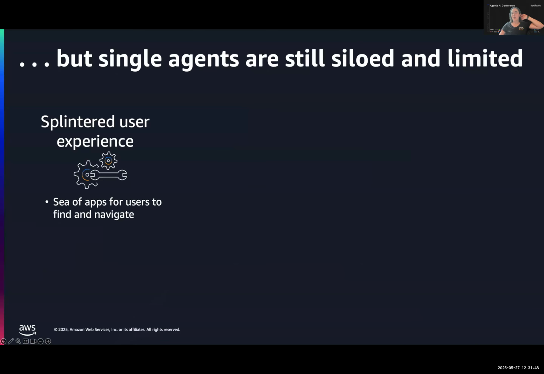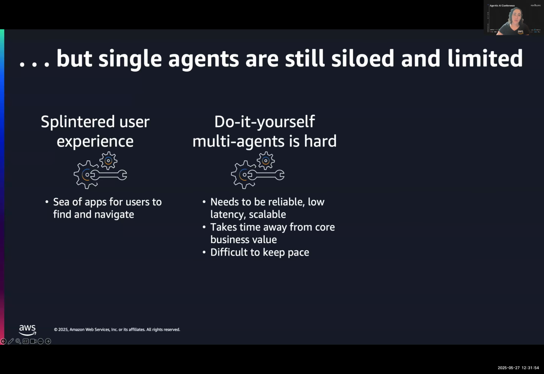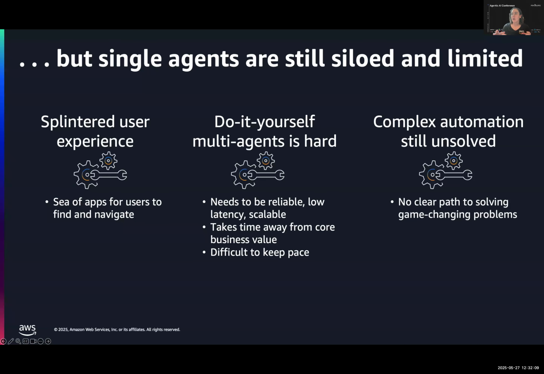That's great, but then at some point you still end up with these siloed, limited agents. The user experience ends up being pretty splintered because your users have to keep track of where to go to do some of these related things. And if you want to plug these together, it can be challenging to do that orchestration yourself. And then you aren't really solving these more game-changing problems.